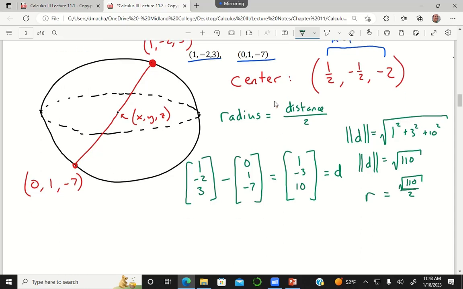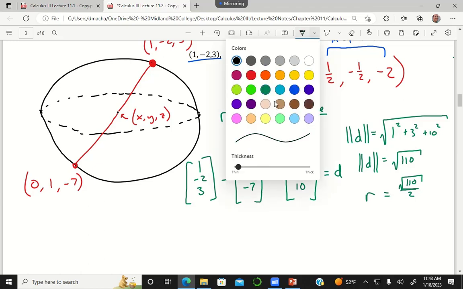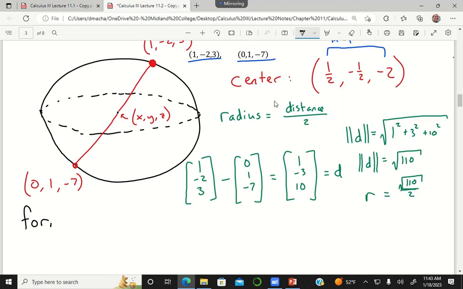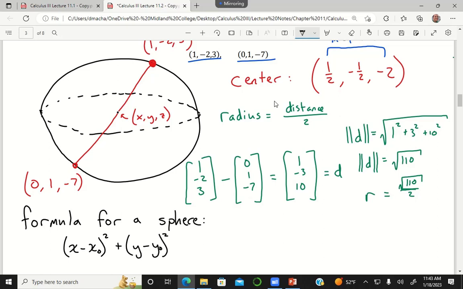Now, at this point, I know the center of my sphere and I know the radius. It would be good to know the formula that gives a sphere in space. And that formula is this. We're going to have x minus x naught squared plus y minus y naught squared plus z minus z naught squared equals r squared.